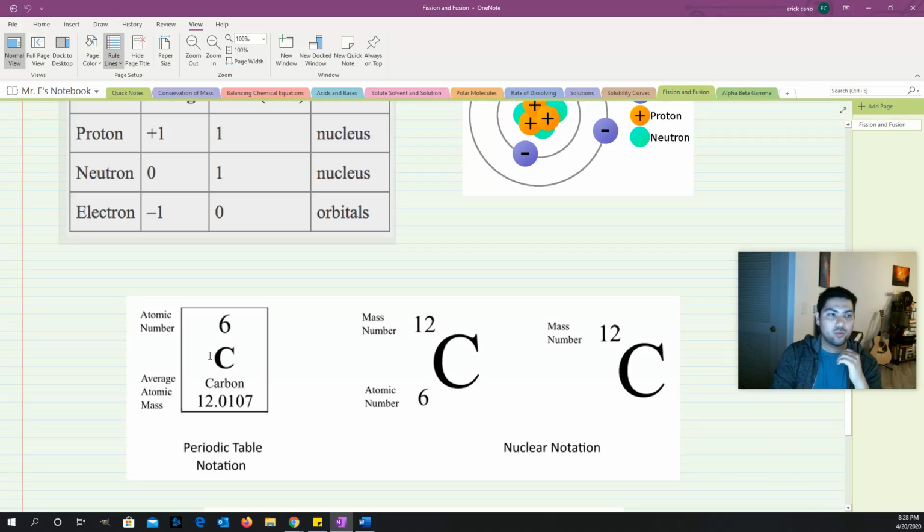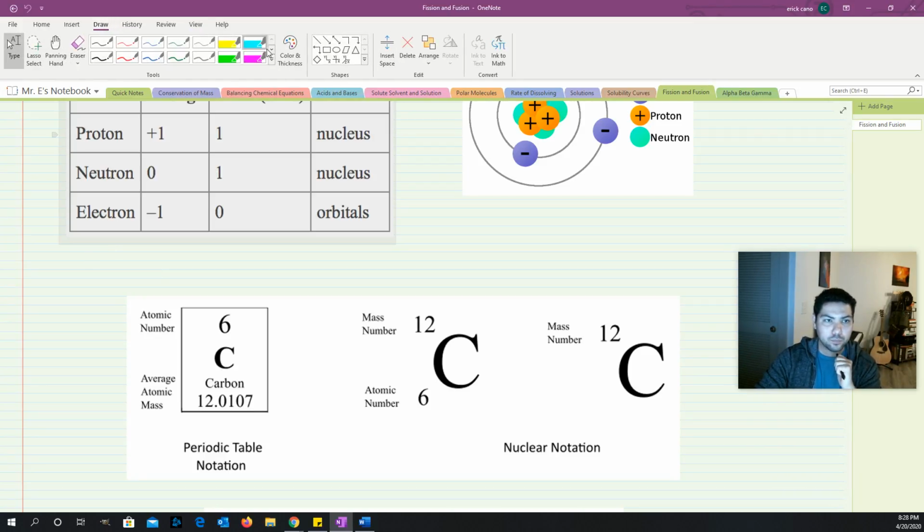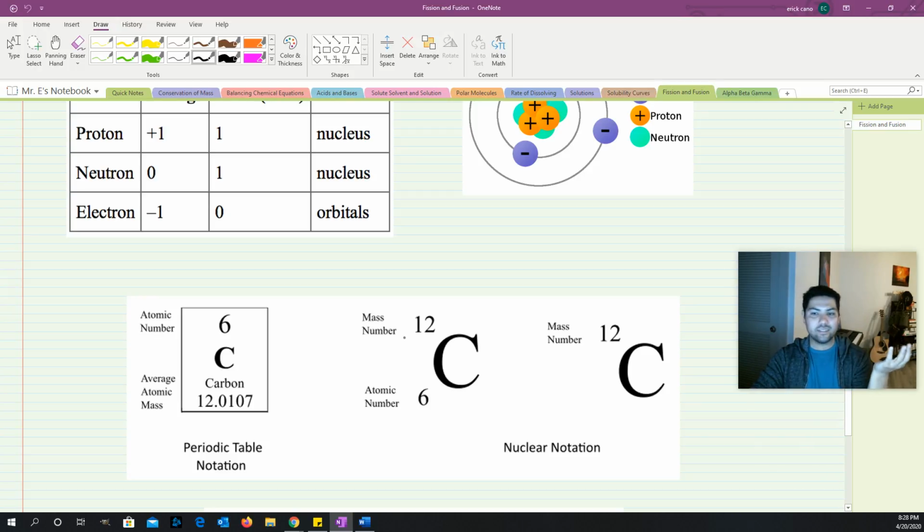What we're doing now is we're just changing the game up a little bit. Now we're saying the 6, we're going to write it next to the C right here. The 6, instead of being at the top, we're going to put it at the bottom. And the 12, we'll just put it at the top. That's it. They literally just flipped. Now the top one is the bottom one and the bottom one is the top one.